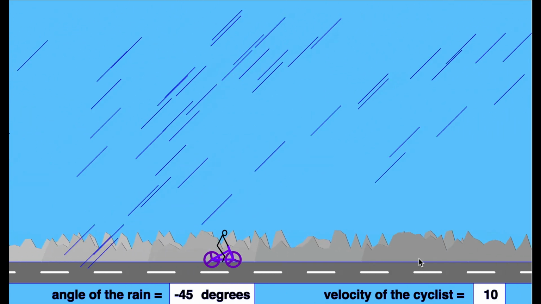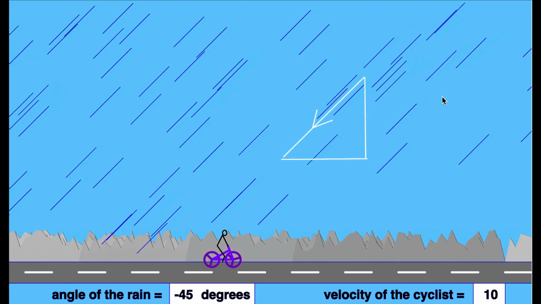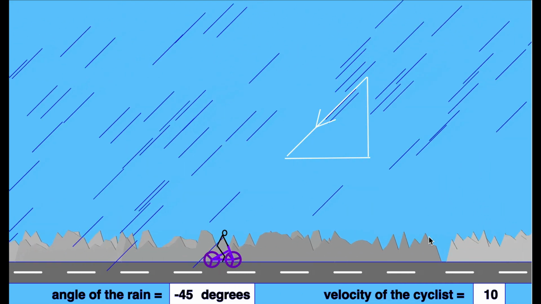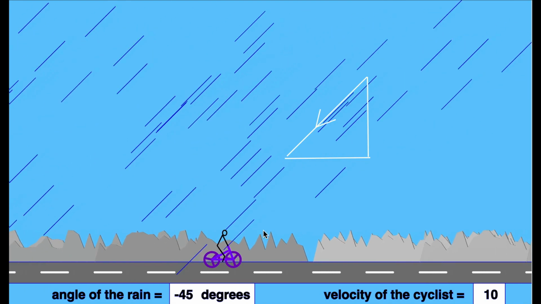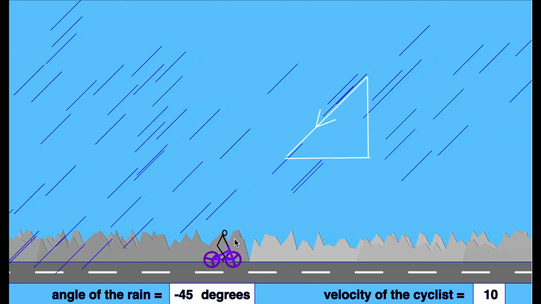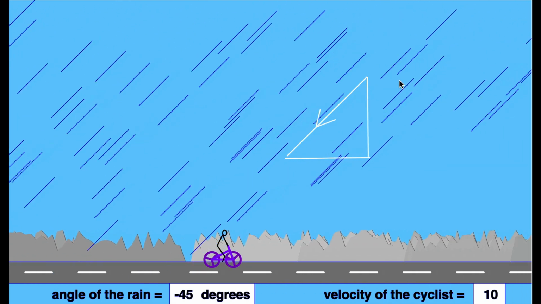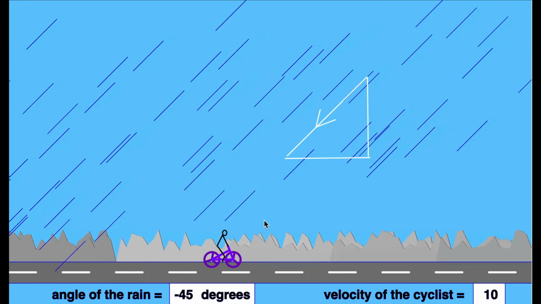When the cyclist is now moving at 10 meters per second, the rain's vertical component is still the same, 10 meters per second, that is not changed. But now it has an added x component of minus 10 meters per second. So the rain appears to be coming at 45 degrees.